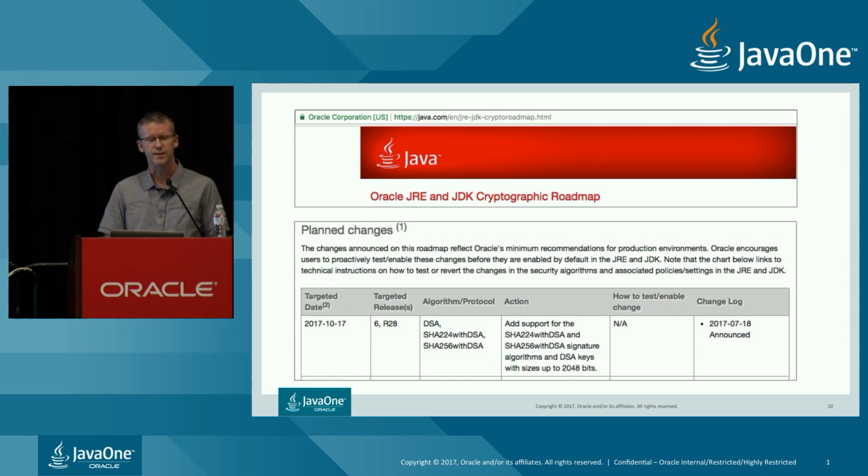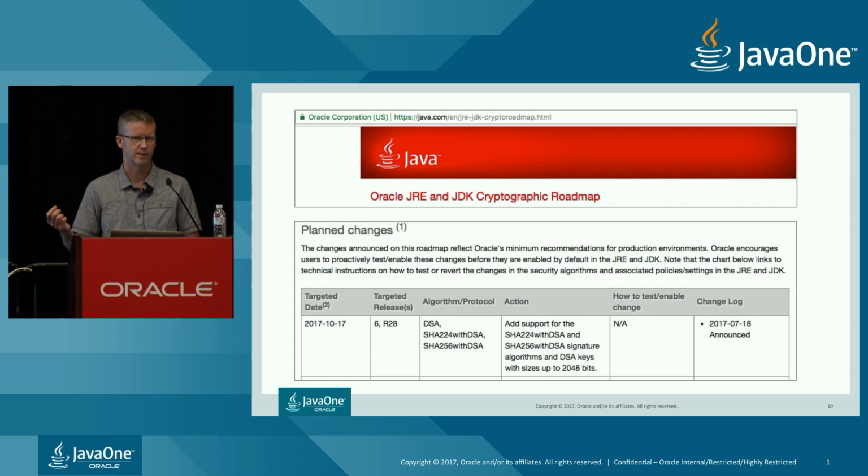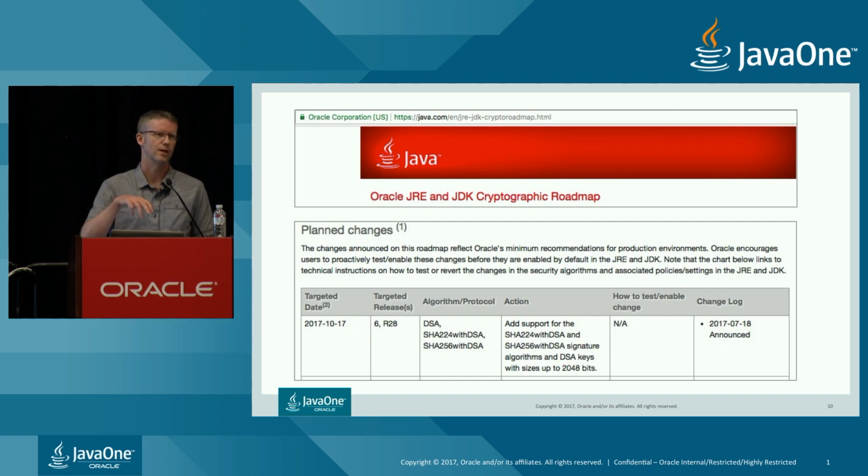The first 2 columns are the date and the release that the change is targeted to. And then the next column is the algorithm or protocol that is impacted or will be changed. The fourth column is the action. What are we doing? What is the change? And then the 5th column is how to test or enable the change. So how do I know if I'm going to be impacted by this change? Typically, that's a pointer to another document that contains more information. And then finally, there's a change log showing if we've made any changes to the entry since it was put into the roadmap. So let's just go through the very first example.